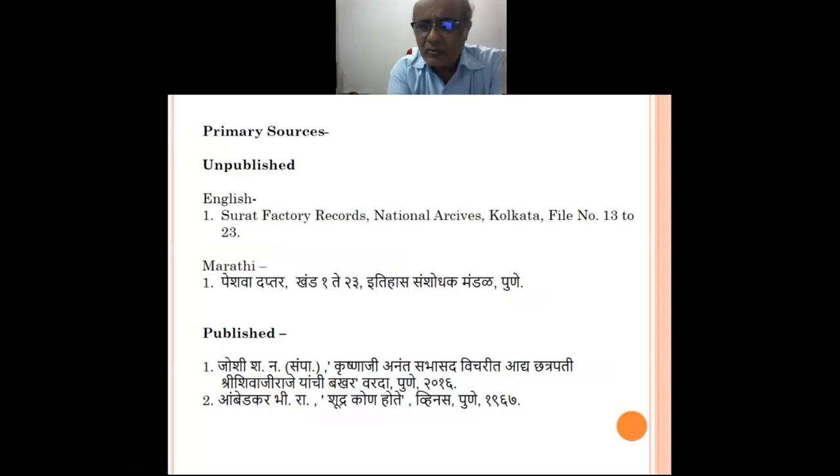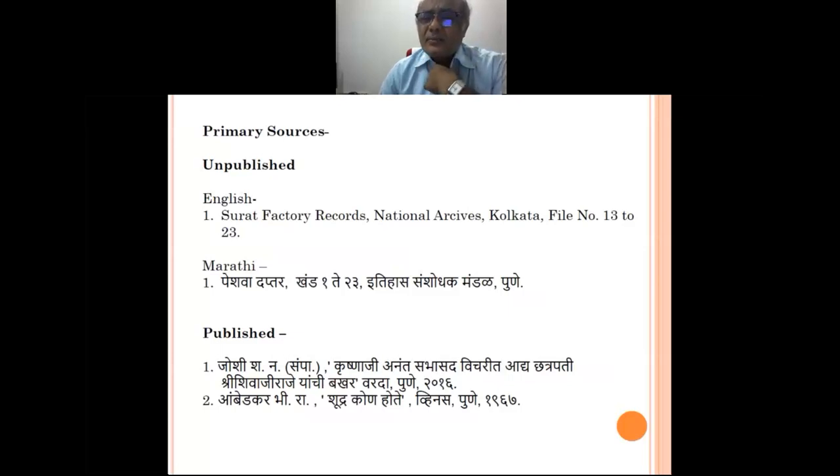So here, that is the reason you see there is only Surat Factory Record. Where did you find it? You found it at the Kolkata National Archive. And which files have you used? You have used around 8 to 10 files, your 13 to 23, for your research. Then in Peshwa Daftar, you have used all 23 volumes. Peshwa Daftar must be having a number of volumes, I am not sure, but volumes 1 to 23 were useful to you.